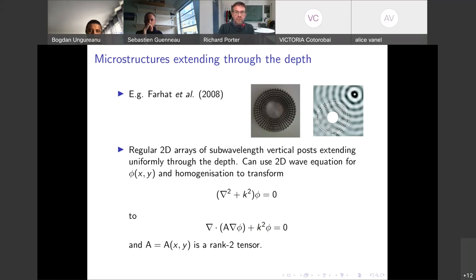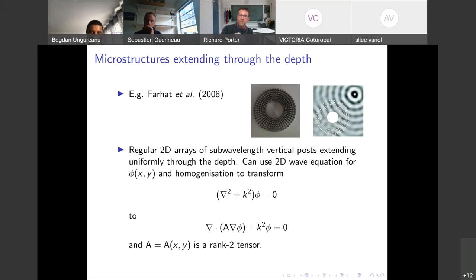Okay, so Sebastian will be familiar with this particular piece of work that I'm going to talk about now, because he was involved in it, I believe, anyway. And this would have been work that took place in Liverpool, I guess, with Movchan and Farhat and Sebastian. And they looked at manipulating water waves by using narrow arrays of sub-wavelength vertical posts extending through the fluid. Okay, so again, these posts extended fully through the fluid, so I can use this potential flow description.